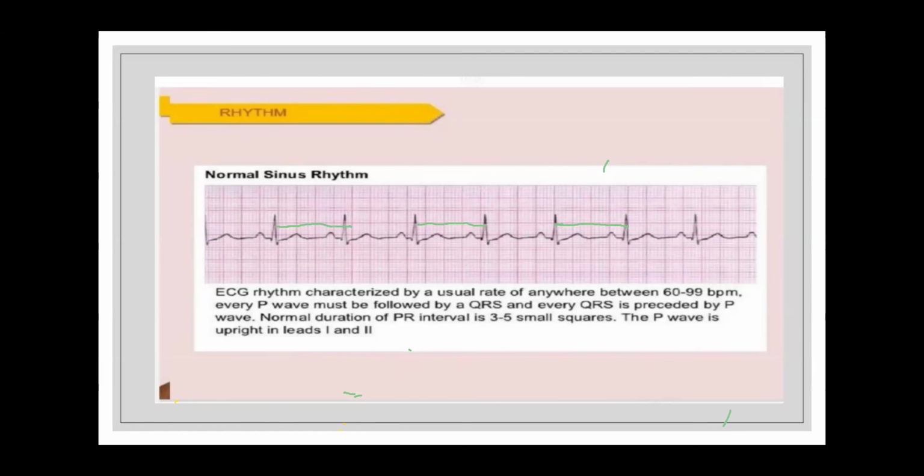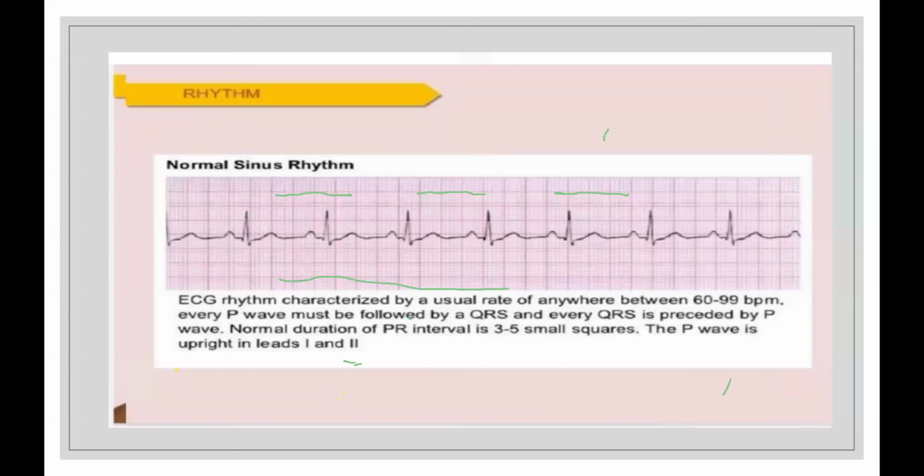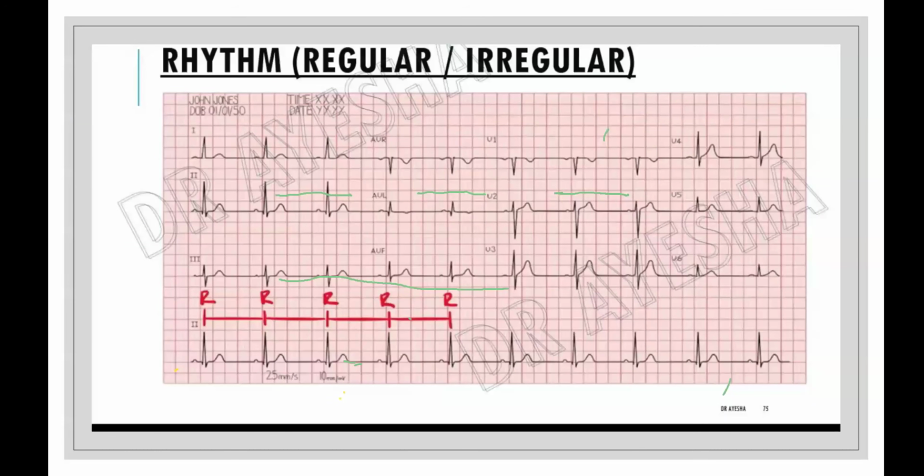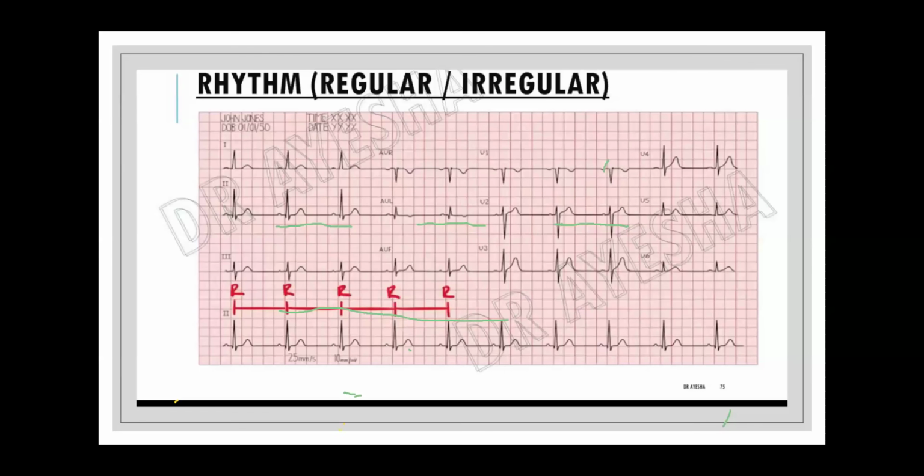Is this clear? P wave must be followed by QRS complex. QRS complex must be preceded by P waves. Okay, so now we talk about the rhythm. You can see over here, the first question we have already answered. Yes. Do you see the P wave in this ECG, everyone?